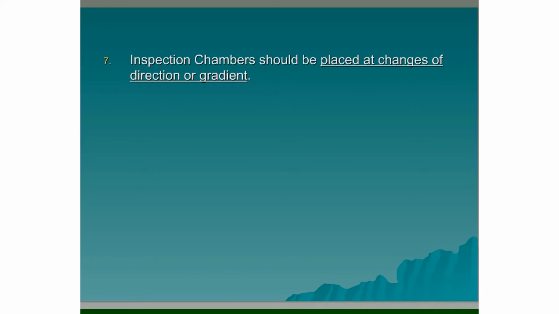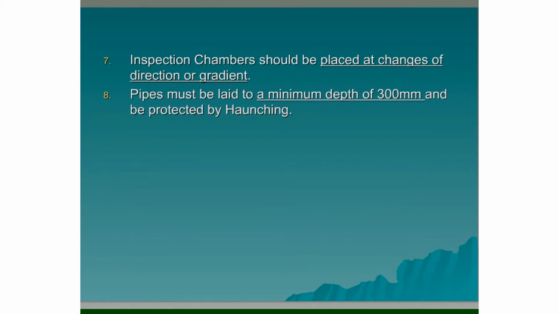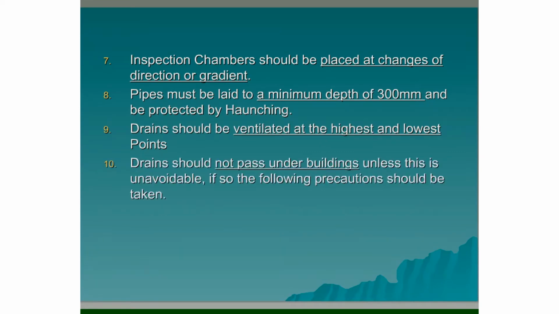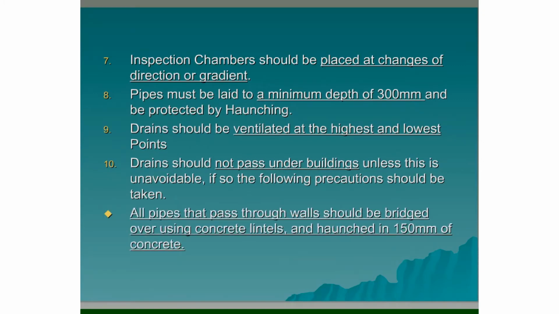7. Inspection chambers should be placed at changes of direction or gradient. 8. Pipes must be laid to a minimum depth of 300 mm and be protected by haunching. 9. Drains should be ventilated at the highest and lowest points. 10. Drains should not pass under buildings unless this is unavoidable. If so, the following precautions should be taken. All pipes that pass through walls should be bridged over using concrete lintels and haunched in 150 mm of concrete.